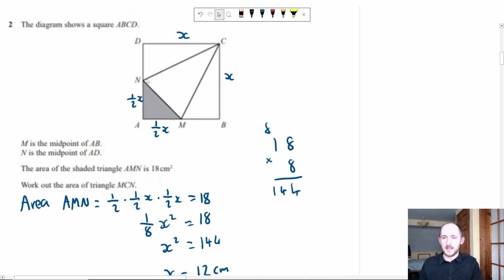So x is 12 centimeters, so the sides of this square are all 12 centimeters. Now I can clear this quickly, just to make my life a little easier. They want me to work out the area of this little triangle, and it's not half base times height, because it's not a right angled triangle. So what we need to do is work out the area of this big square, and then subtract the area of this triangle, this triangle, and this triangle.